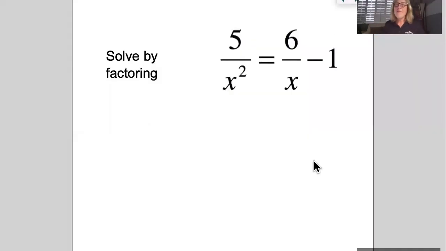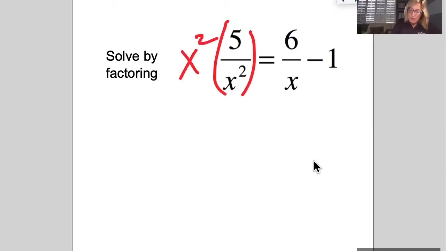Okay, so that first method was by eliminating the fractions. We were able to isolate the variable. So in this case, we're going to look at factoring as an opportunity to isolate the variable. So the same idea here is that we need to multiply both sides of this equation by the least common denominator. And in this case, the least common denominator would be x squared. So we multiply both sides by x squared.